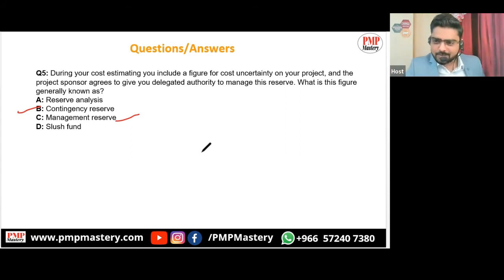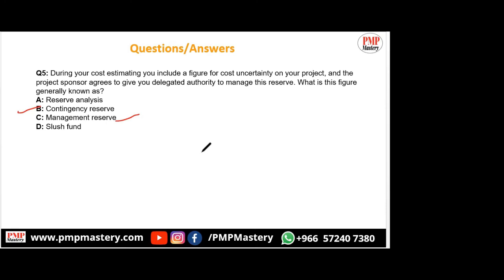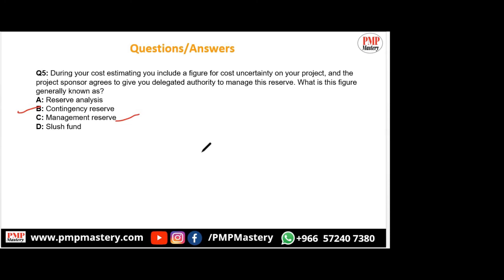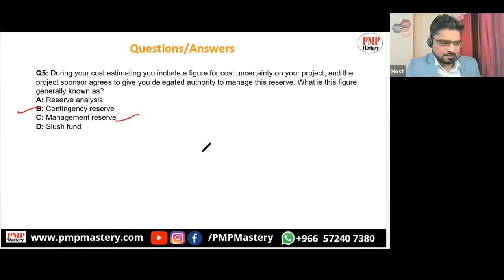All right, Saeed, you can also speak. Yes, Samir. So what I think is contingency reserve is used to manage identified risks. So the project manager has identified some risks. That's why he wants this reserve for the identified risks. And management reserve is used for unidentified risks. That's my thinking.